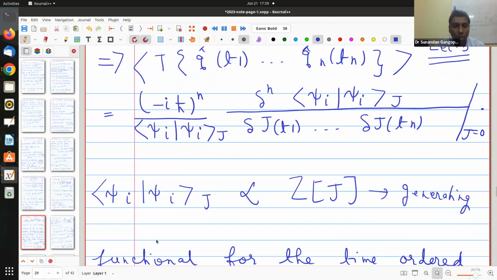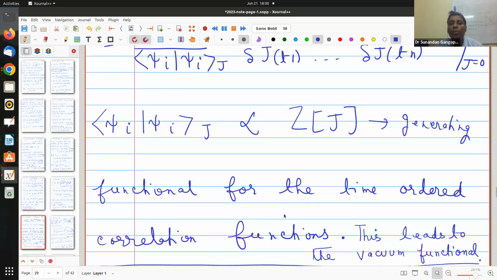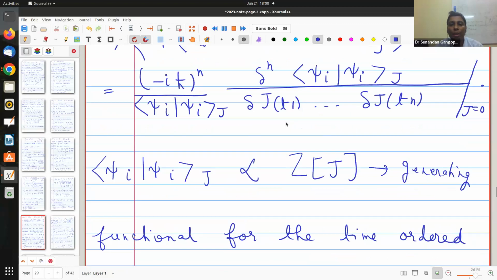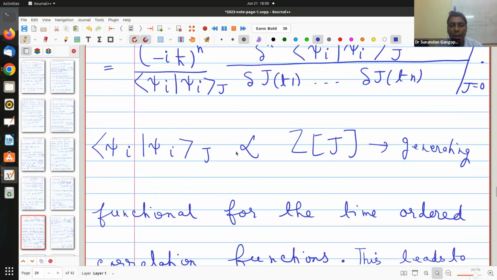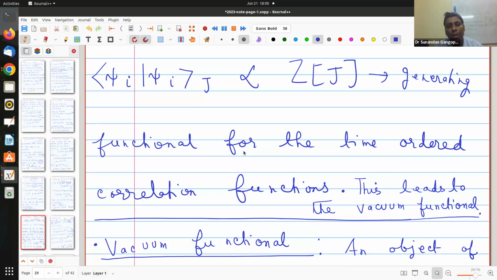So with this background, we are calling the overlap of ket psi I and bra psi I in the presence of the external source something proportional to Z of j. This Z, a new notation, is a functional of the external source j. It is called the generating functional for the time ordered correlation functions. This is the generating functional, which will generate all the correlation functions. And we are after the correlation functions because they are very important both in quantum mechanics as well as in quantum field theory.